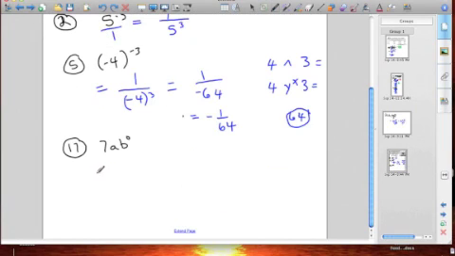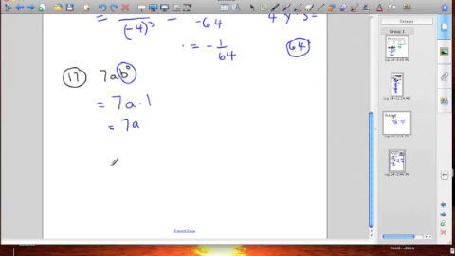Last example, a quick reminder that anything to the exponent 0 is 1. So 7a times 1, well, that's just 7a. Okay? If it was this, what would the answer be? The whole answer would be 1. The entire answer would be 1.